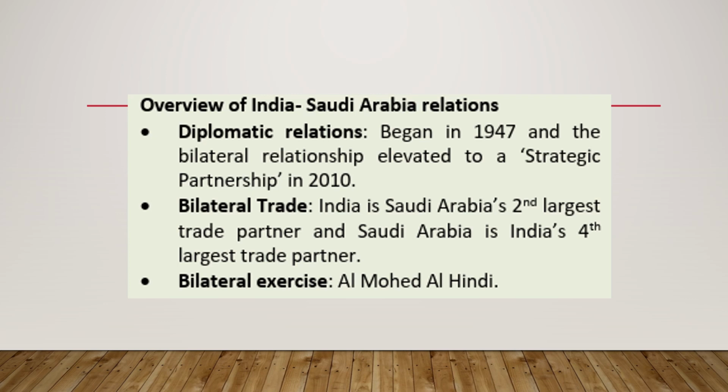Let us discuss the overview of the India-Saudi relationship. We started our diplomatic relations in 1947, and the bilateral relationship evolved to a strategic partnership in 2010, which is very recent. India is Saudi Arabia's second largest trade partner, and Saudi Arabia is India's fourth largest trade partner. And about bilateral exercise, we have Al Mohed Al Hindi, which is a bilateral exercise between India and Saudi Arabia. So this was about today's discussion.